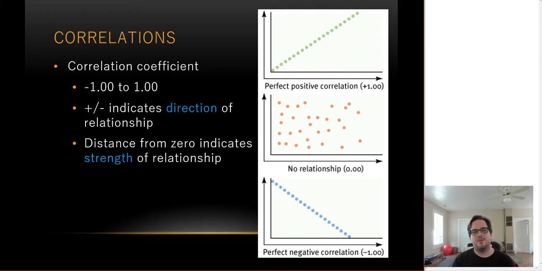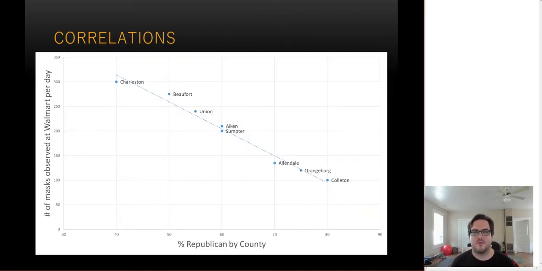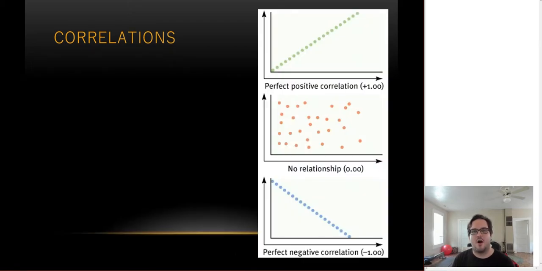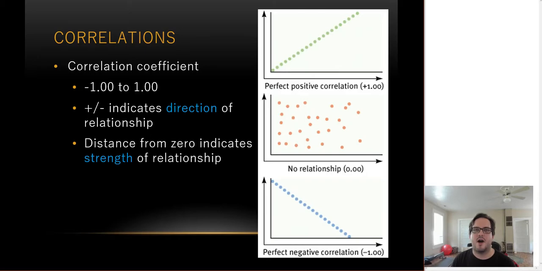The further you get away from 0, the stronger the correlation is going to become. So as we go closer to +1, you'll start to see something like the graph on the top, a perfect positive correlation, where as you move right on the x-axis, the bottom axis, in this case the percentage of Republicans per county, you would expect an equal change in the number of masks observed. So you'd see the number of masks go up as the percentage of Republicans go up. That would be a positive correlation.